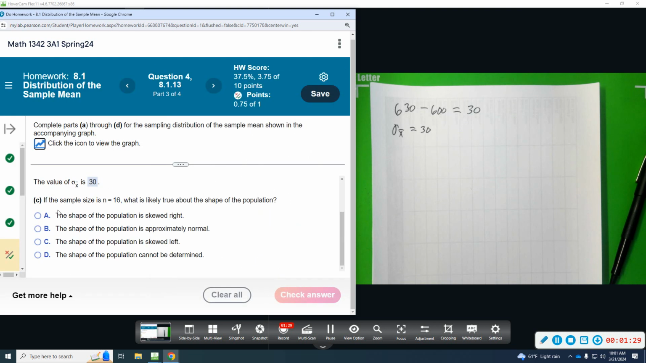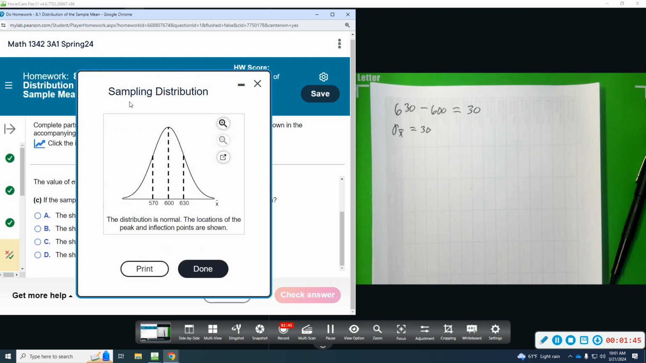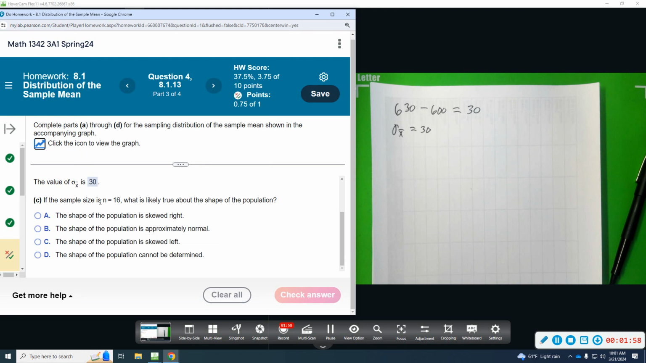The shape: if the sample size is n equals 16, what is likely to be true about the shape of the population? So we talked about the sampling distribution needing to have a sample size of greater than 30. However, this sampling distribution we can see is normal, but they tell us that the distribution is normal. So the distribution from which the sample is coming is normal. So because it's already normal, the sample size doesn't have to be 30 or larger. It's already going to be normal. So we're going to say it's going to be approximately normal because it comes from normal.